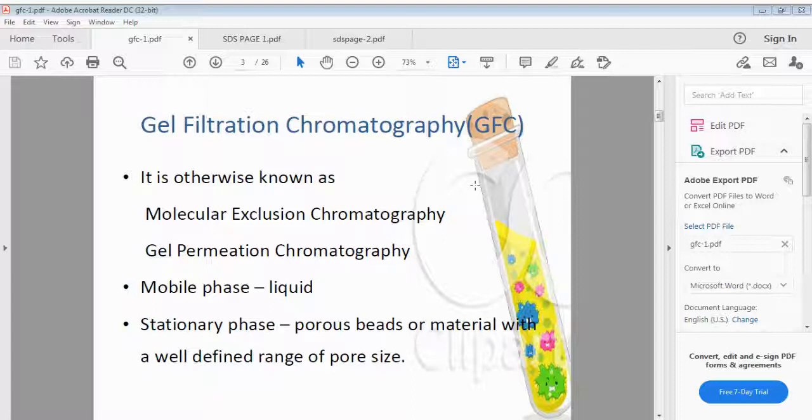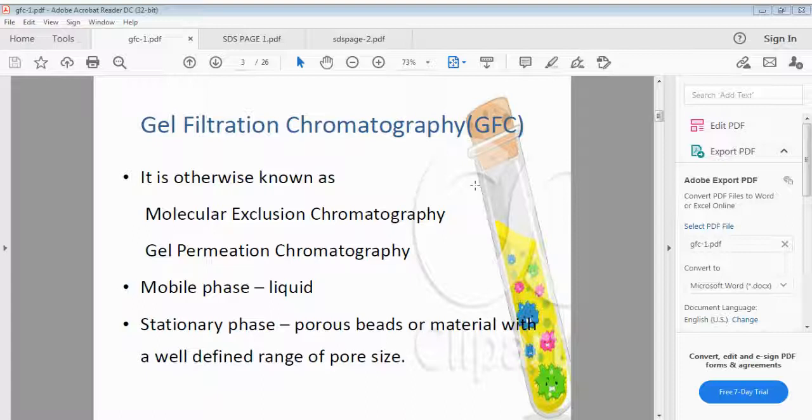I will explain to you very clearly what is the principle behind gel filtration chromatography, and also show you some animation so that you can understand it very well. Here, this is the property of the gel filtration.